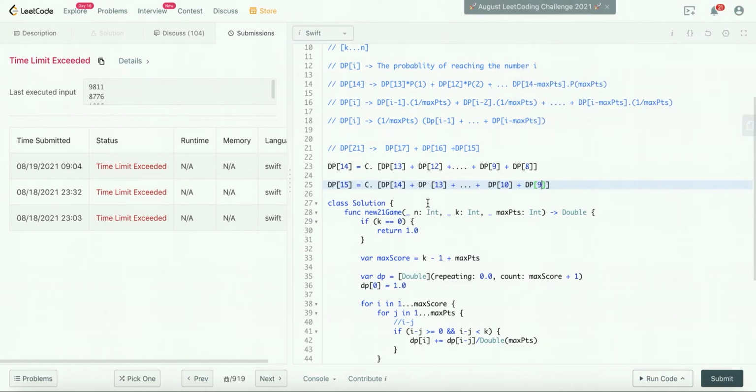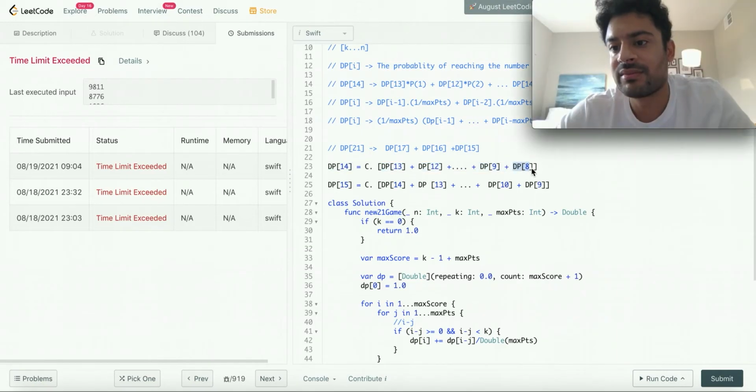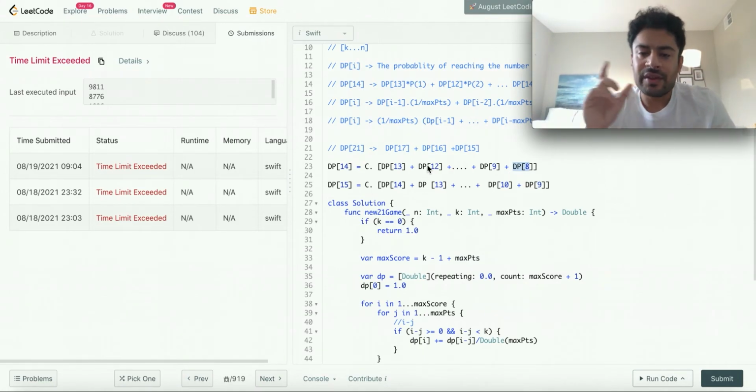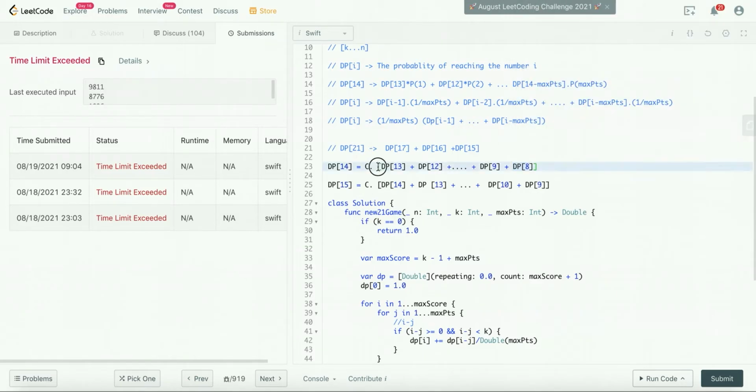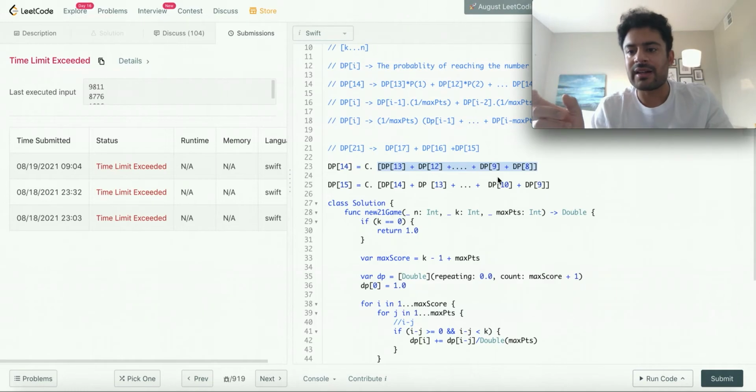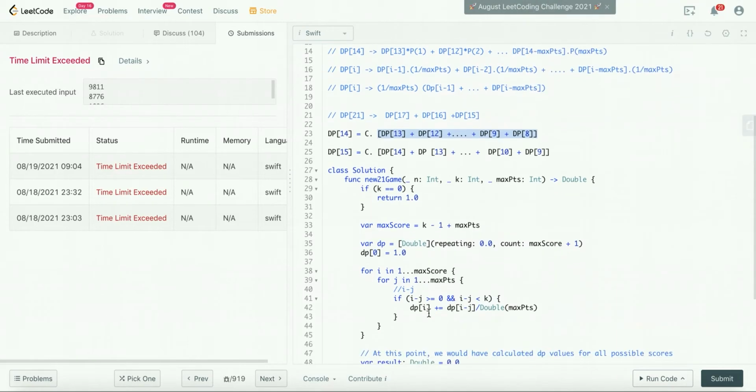Cool. So if you notice, the only difference between dp of 14 and 15 is that we have added one term to the front of this sum, and we have removed one term from the tail of this sum, right? The rest of the terms remain the same. So the idea is, if we maintain a running sum, and just manipulate those front and end terms and keep reusing that, it will be much faster than doing this entire for loop.